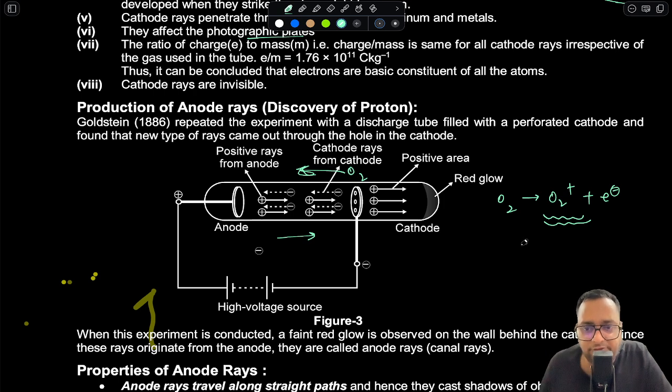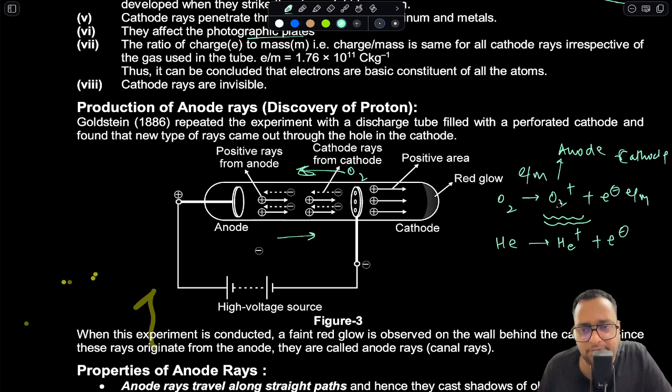So if we fill helium gas, He+ will also go from cathode to anode side, and the electron will go as a cathode ray. This will form the anode ray, and this will form the cathode ray. So for the cathode ray the e/m ratio is always the same, but for the anode ray the e/m ratio depends on whatever gas we are filling inside.